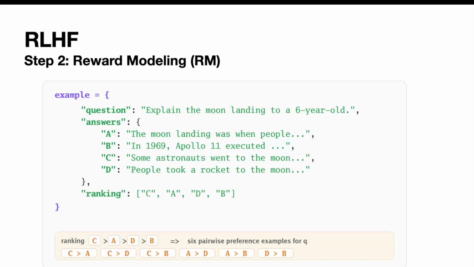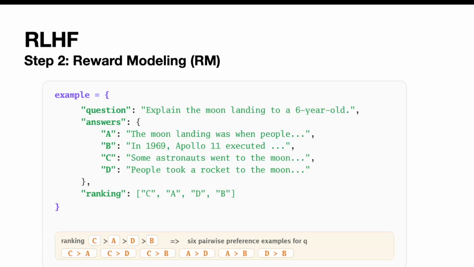For reward modeling, the first thing we need to do is to collect comparison data. The idea is simple. For the same prompt, we generate multiple candidate answers. We can do this by sampling from the same model several times with a non-zero temperature, or by collecting answers from different models. Then we ask a human labeler to compare these answers and rank them from best to worst.